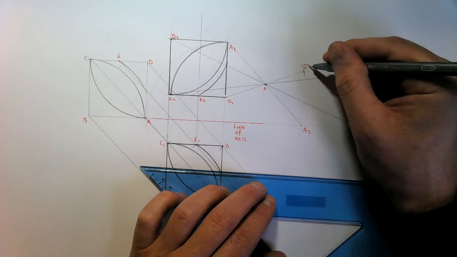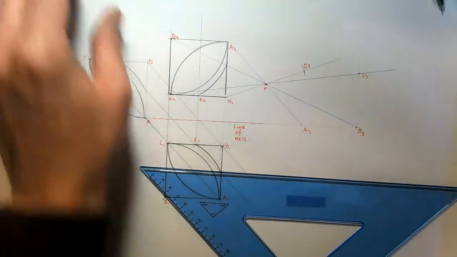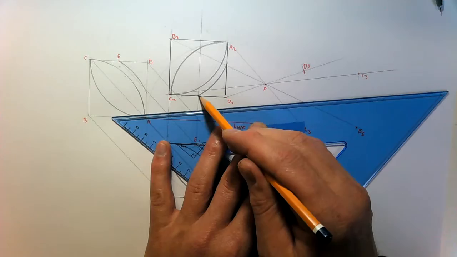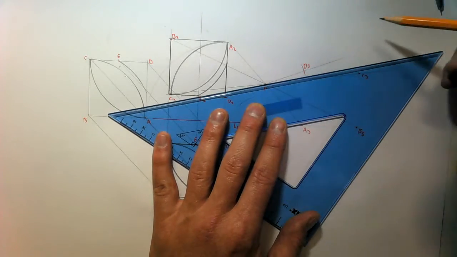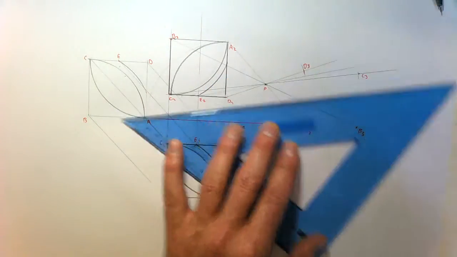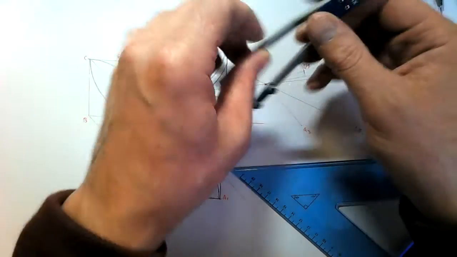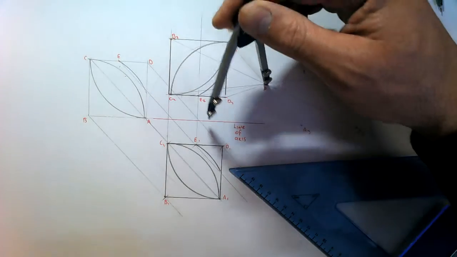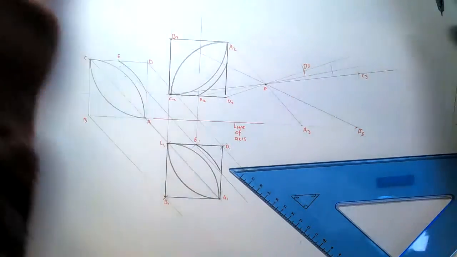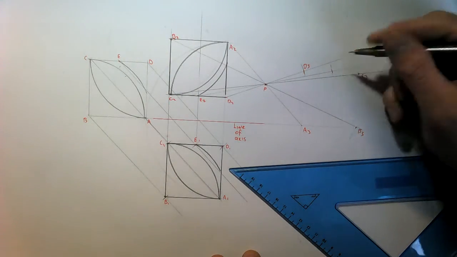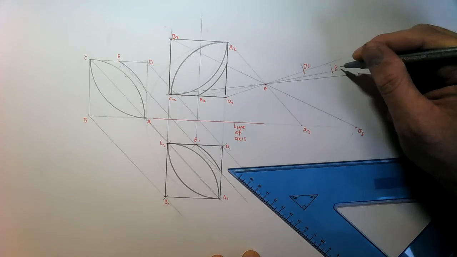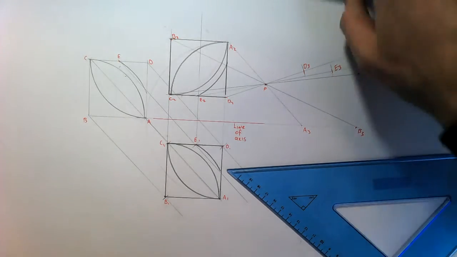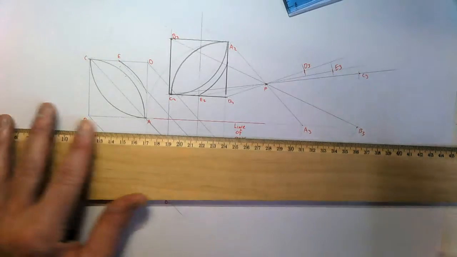Okay, that is D3, and we need E3. Okay, E goes through P. Okay, point the compass on P. E2. Swing it over here. Cut this here. E3.